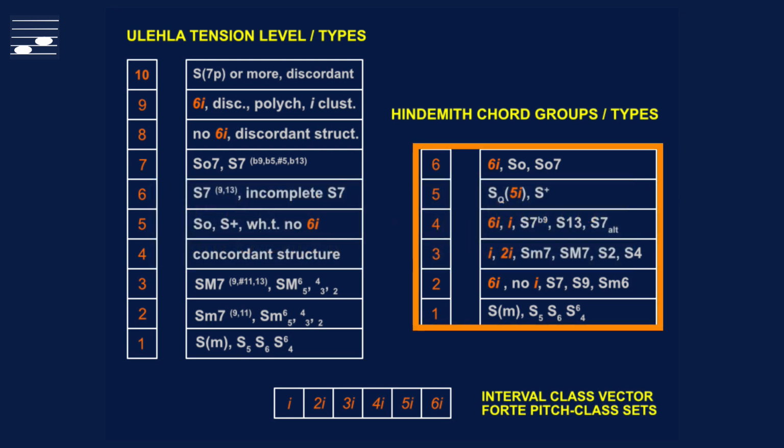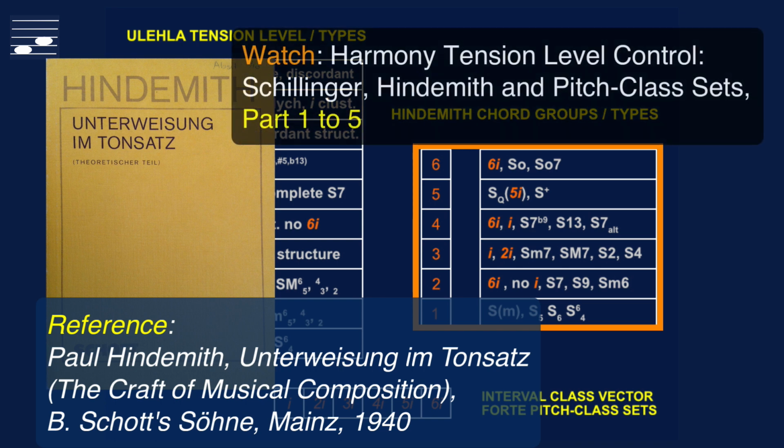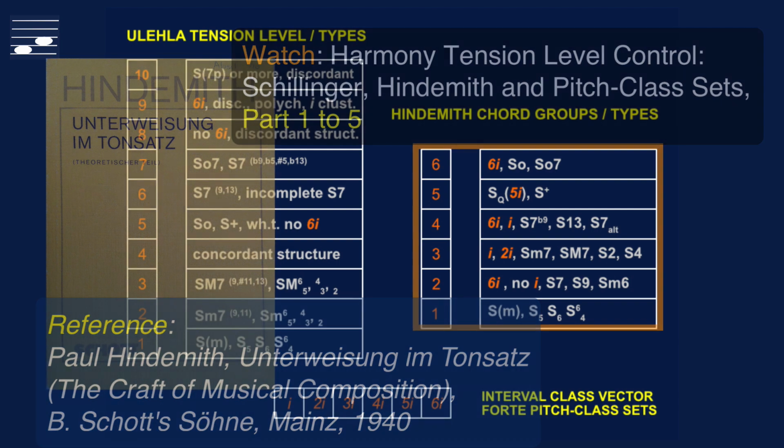This scheme is discussed in his book The Craft of Musical Composition. And I did a 5-episode series on applying the Hindemith group classification to atonal pitch class sets and in Schillinger chord progressions. That's where you'll need to go for a detailed discussion of the Hindemith scheme and numerous examples.